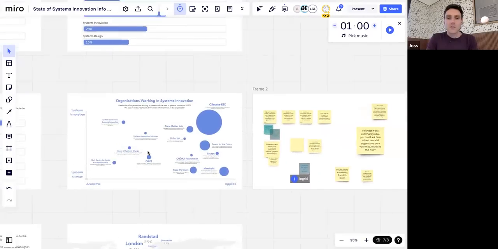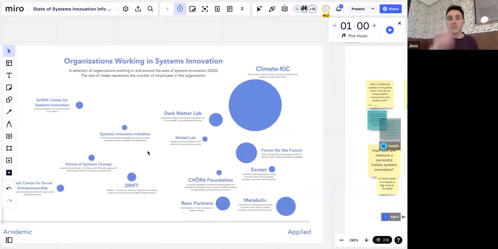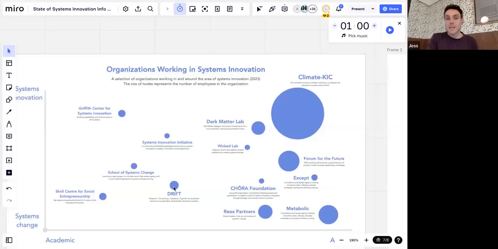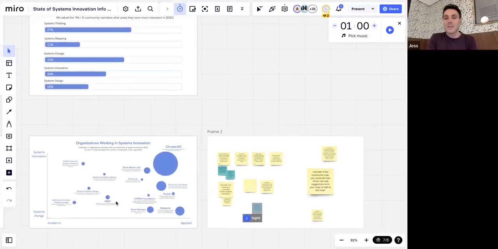But just to give you an idea, a question about where these organizations are, I could just quickly run through that. We'll see it now. The epicenter of all this is around the UK and the Netherlands, and then maybe on to Sweden. So if we look at a lot of these, that's where you'll find them. Climate Kickers across Europe, but based in Amsterdam. Forum for the Future based in London, except just near to Amsterdam. Metabolic in Amsterdam. Cora Foundation, I think they're in the Netherlands also. Rio's partners are based in Switzerland, but they're global. Wicked Labs is in Australia. Dark Matter Labs in London. Netherlands, London, Australia, UK, Oxford. So yes, we'll see that in a minute.